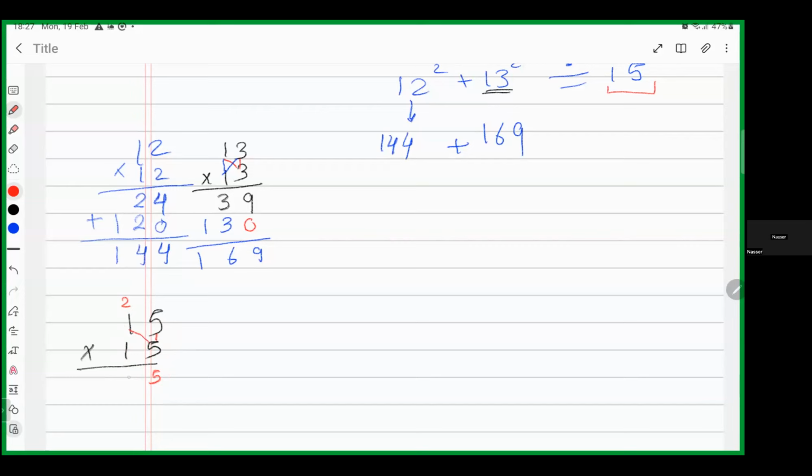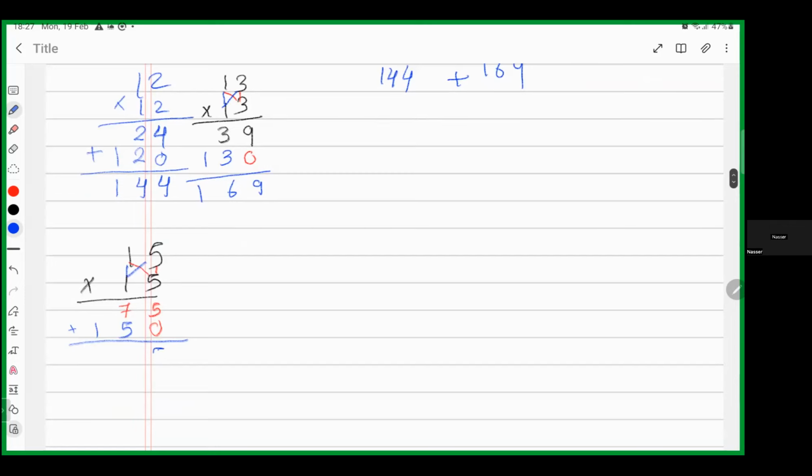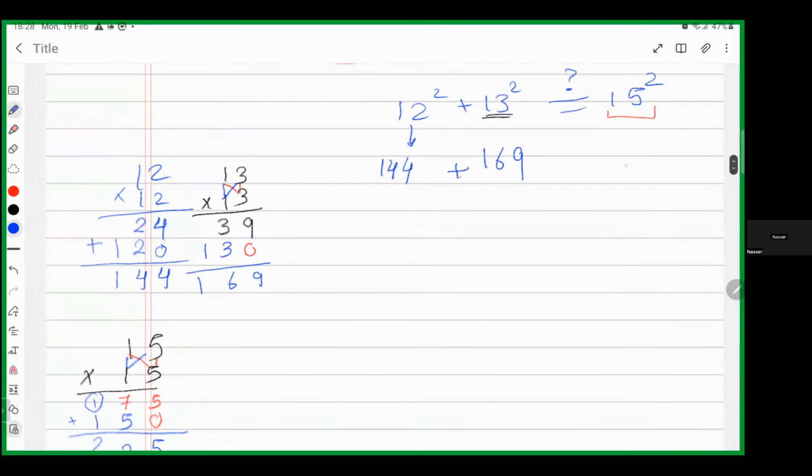Plus 2, 7. Very good. And then the magic 0. Erase all the carry ups. And then 1 times 5, 5. 1 times 1, 1. Very good. Add. 5 plus 0 is 5. 5 plus 7 is 12. 2 and carry up 1. 1 plus 1, 2. So it is 225. So are these together equal to 225 or not?